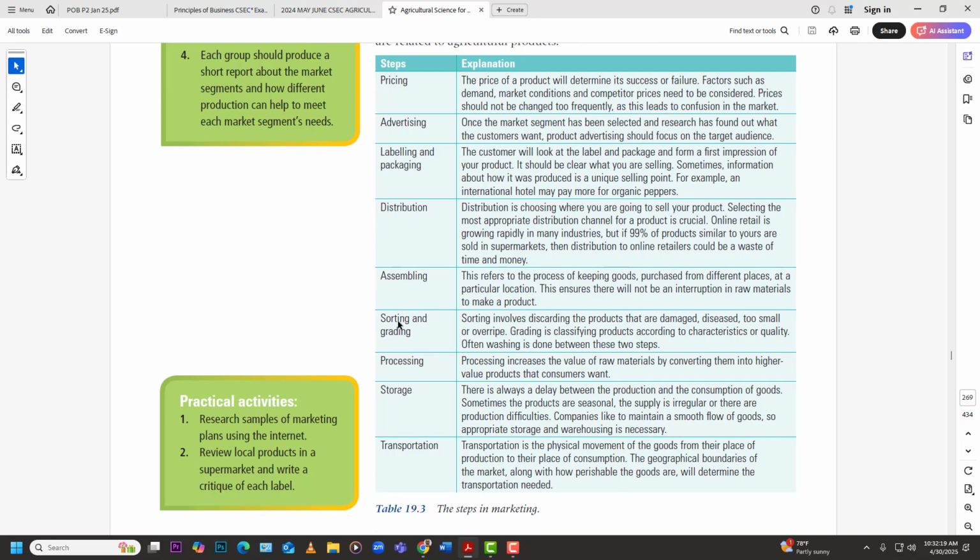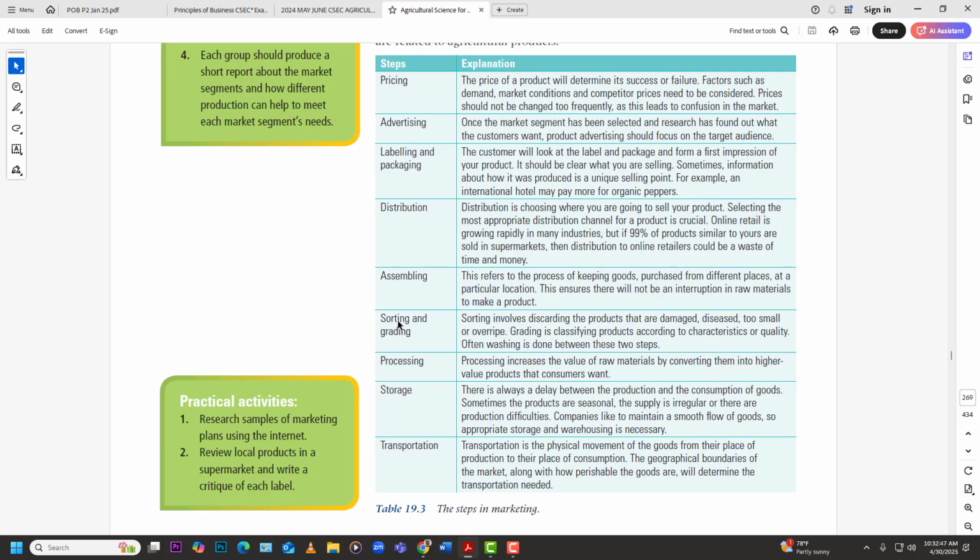Of course, you have a next step, assembling. You first do the process of keeping goods purchased from different places at a particular location. This ensures that there will not be any interruption in raw materials to make a product. Right? So gather all the tomatoes, put them in one spot so that when somebody comes to buy, you have them right there ready for sale. You have all of them stored maybe in whatever chill box you might have, so that they are ready and available for sale. Then we have sorting and grading.